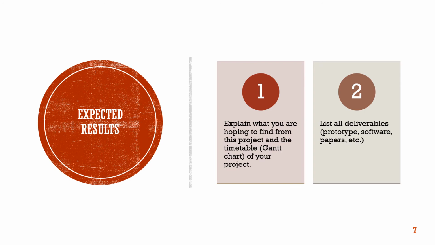Now we have studied the methodology, and then we go into the expected results. What are the deliverables? What is the output of this work? Again, it should be very clearly stated. Explain what you are hoping to find from this project and the timetable. So usually we attach a timetable or Gantt chart where we show that this work is expected to cover 1.5 years. In the first 6 months we're going to do so and so, and this is usually a chart which explains the stages.